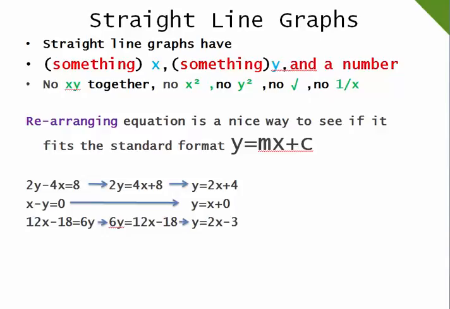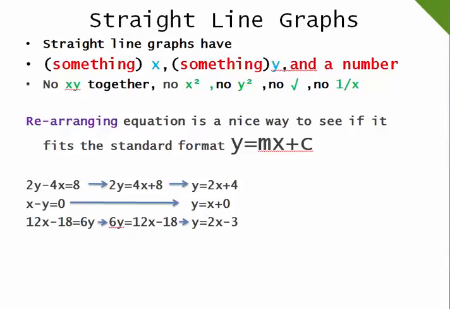Straight line graphs, when they're written as y equals mx plus c, have something x, something y, and a number. There's no xy or x squared or y squared or x cubed or a square root of x or 1 over x. If there is, then it's not a straight line.